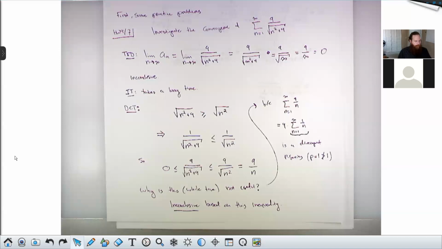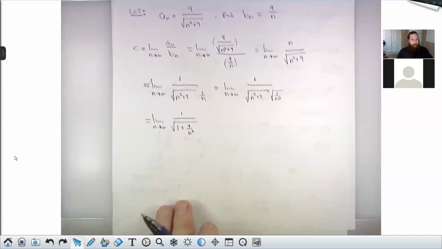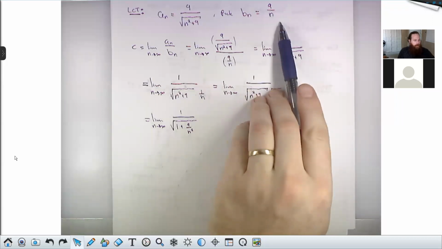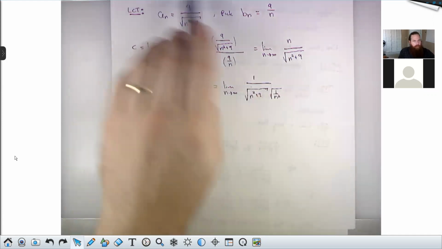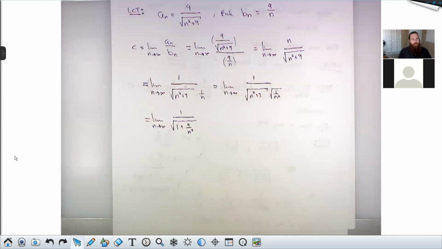All right, moving on. So we've determined that TFD doesn't work, integral test might work, but it sucks. DCT is hard, at least. The obvious DCT doesn't seem to work. So we do LCT. I picked Bn to be 9 over n because I realized that this thing is actually very similar to 9 over n. If you cover up the 9 downstairs, it becomes 9 over n.